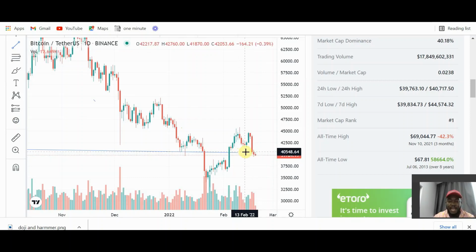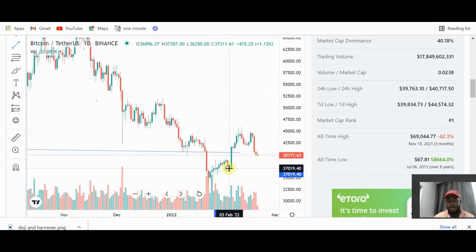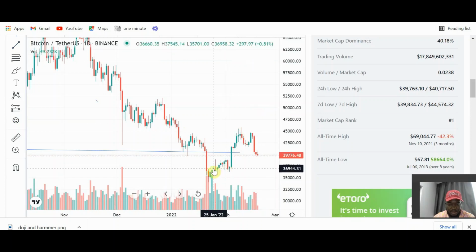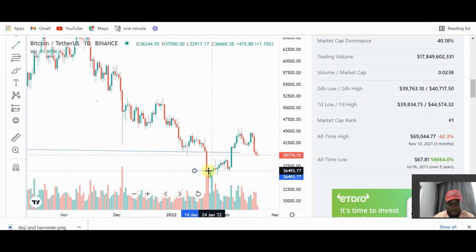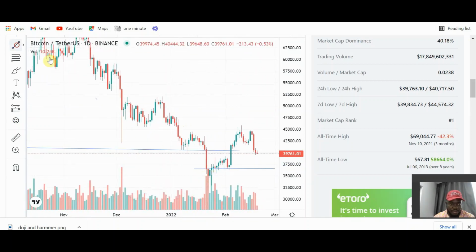There is a high possibility that Bitcoin is going to fall to here. There is a high possibility of another support. Wait, this is another critical support zone. This one is another critical support. This is another critical support zone.